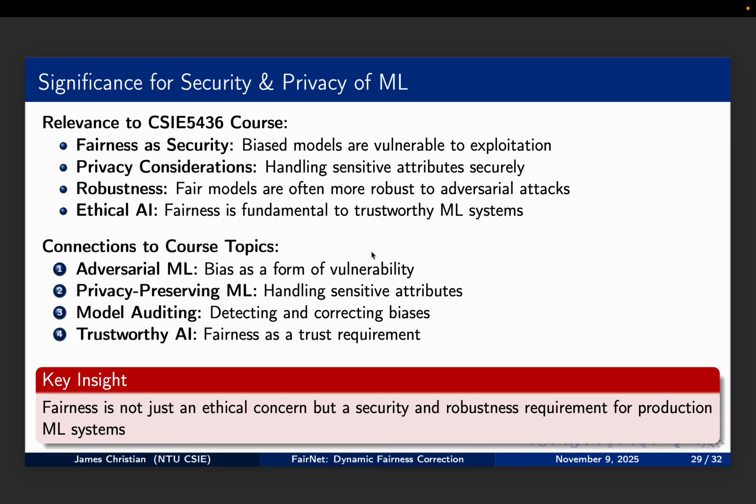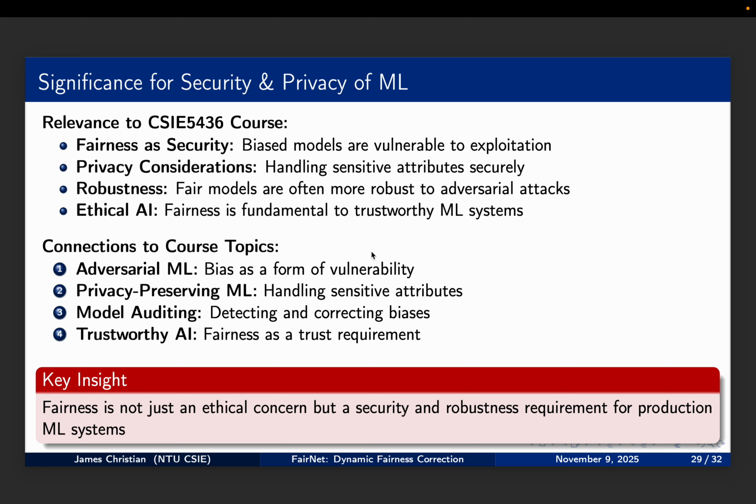Let me discuss the significance for security and privacy for machine learning. The relevance to this course is that fairness is security: biased models are vulnerable to exploitation. Privacy considerations: handling sensitive attributes securely. Robustness: fair models are often more robust to adversarial attack. Ethical AI: fairness is fundamental to trustworthy ML systems.